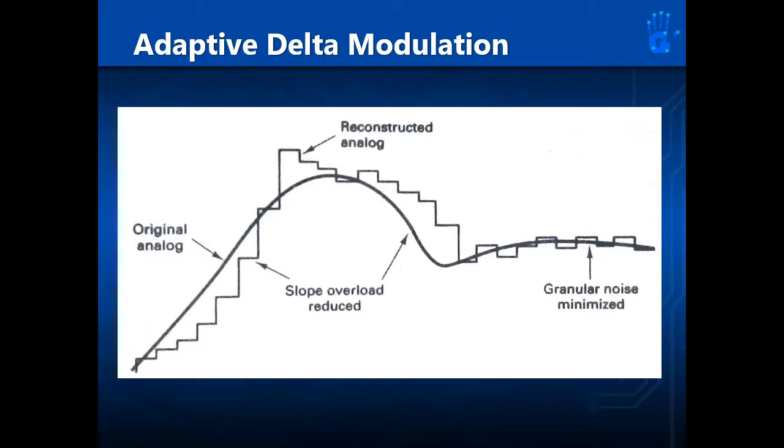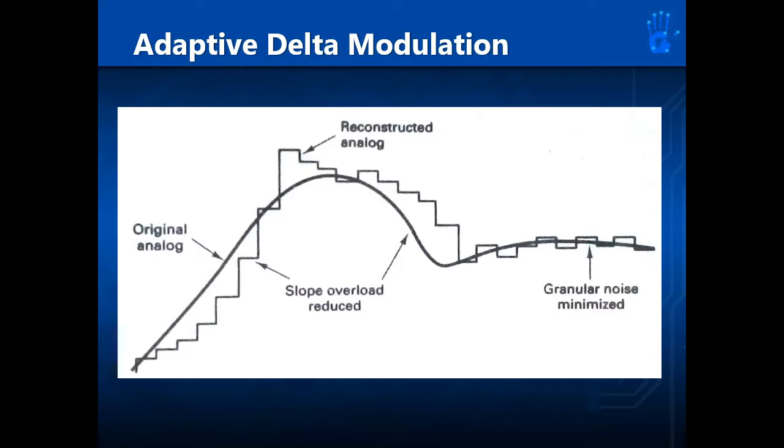And then again, on the second part, we can see slope overload occurring again, but this time it detects a continuous string of zeros because the next step is lower in amplitude than the previous step. So again, what the adaptive delta modulation does is when it detects a continuous string of zeros, it increases the step size downwards. So as you can see, slope overload is also reduced.